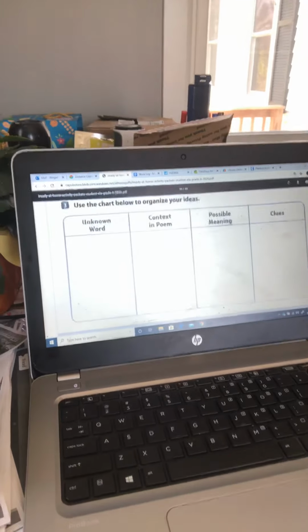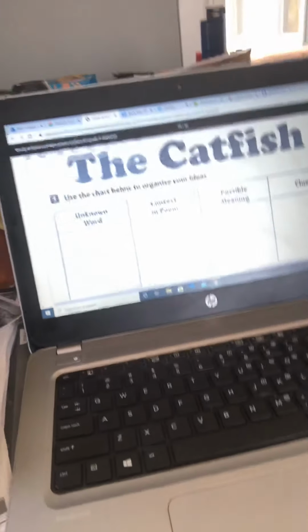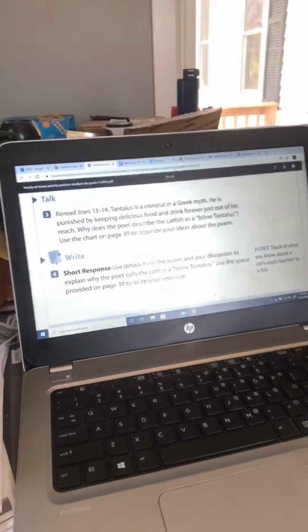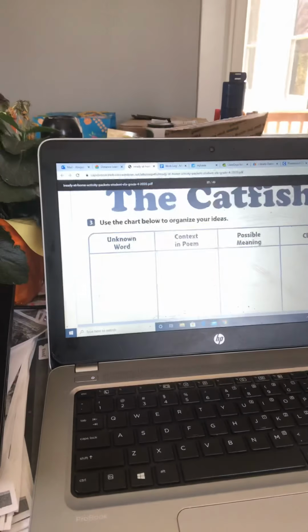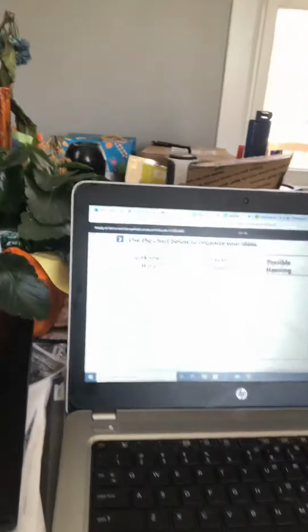Use the chart on page. Okay, so now we are ready to do the chart. That just gave us some important information, so don't skip stuff, y'all. Okay? Use the chart below to organize your ideas. Okay, unknown word, feline Tantalus. Please spell it correctly. It's in the text. Feline Tantalus. Pause this and write that down.